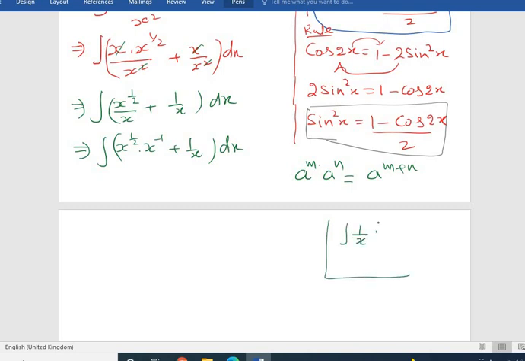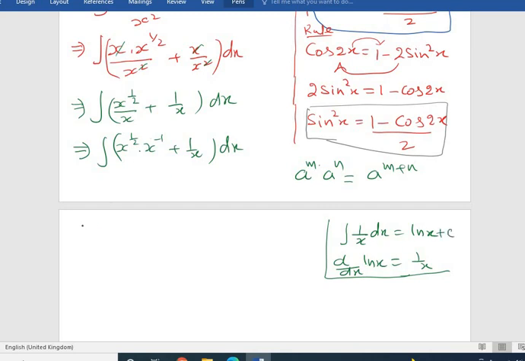And there is also one rule that the integration of 1 by x dx is ln of x. Why? Because d/dx of ln of x is 1 by x, and as I already told you in my previous lecture, derivative is the reverse process of integration. So the integration of 1 by x is ln of x plus c.